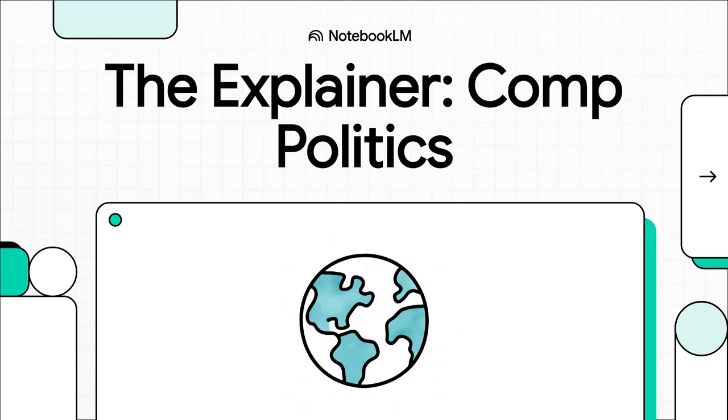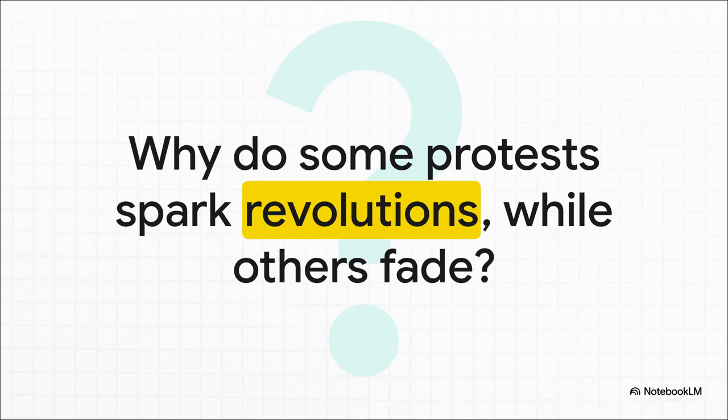Welcome to The Explainer. Today we're going to tackle some huge questions, like why do some protests just fizzle out while others explode into full-blown revolutions? Or why do some countries seem to have it all figured out while others, well, they struggle? I mean, these aren't just academic questions, right? They're the real-deal puzzles that shape the world we live in, affecting billions of people. So how do we even begin to answer them? Well, it turns out there's a science to it, and that's what we're diving into today.